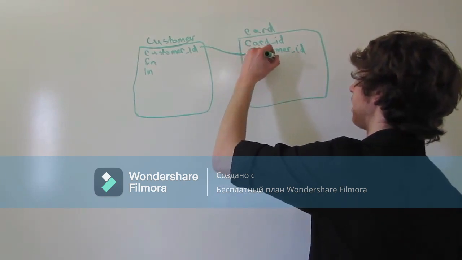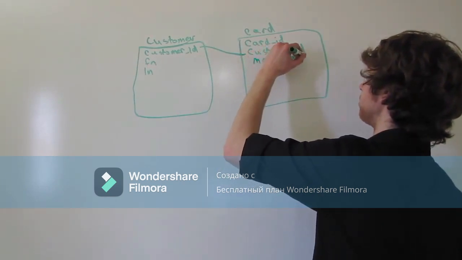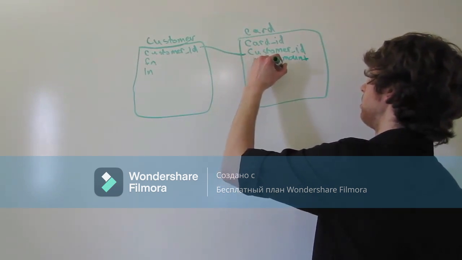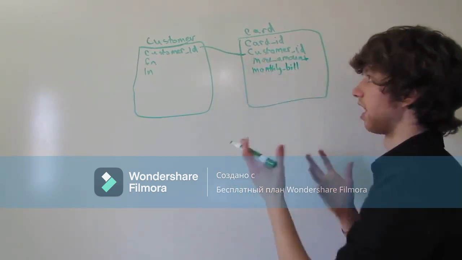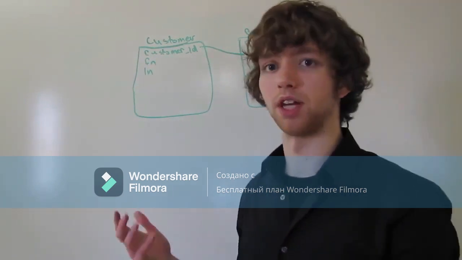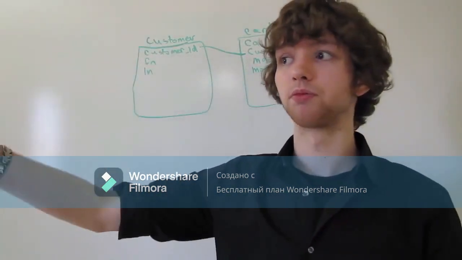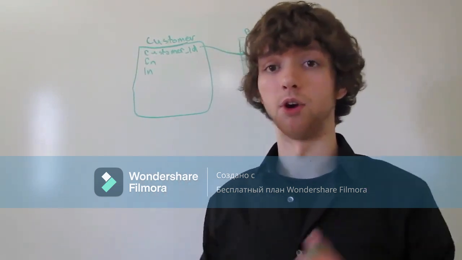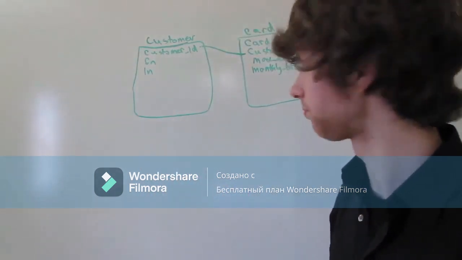Say max amount. You could have a monthly bill. And because this is a really simplified example, we don't really have to worry about other tables such as bills and invoices, and all that other junk. We're just keeping it simple here.